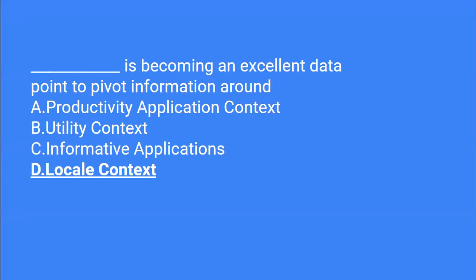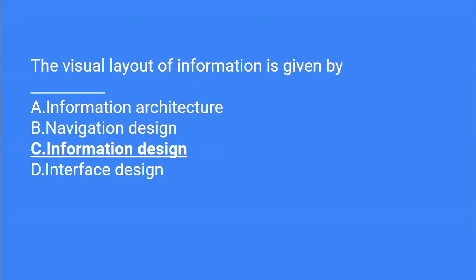Dash is becoming an excellent data point to pivot information around. The options are productivity application context, utility context, informative application, local context. The visual layout of information is given by, the options are information architecture, navigation design, information design, interface design. The option C is the right answer. The answer is information design.